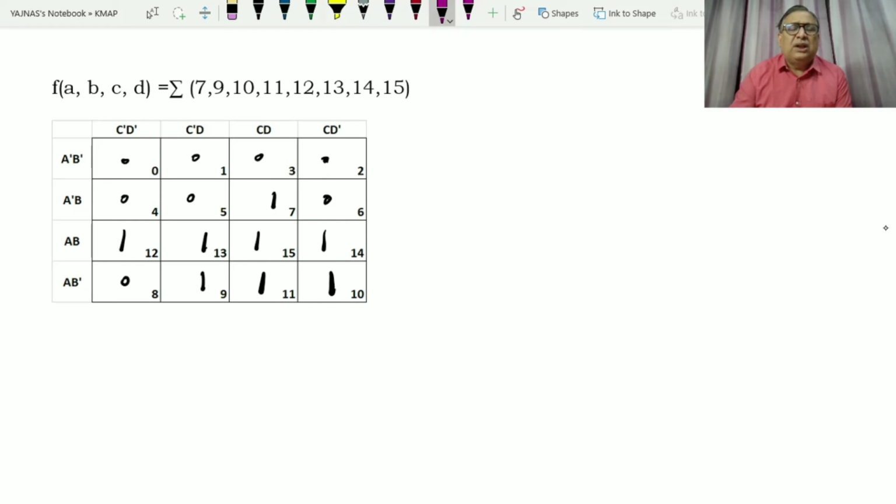According to you, how many groups are there? Three quads and one pair. Any other idea? The first group which I can see easily is this.